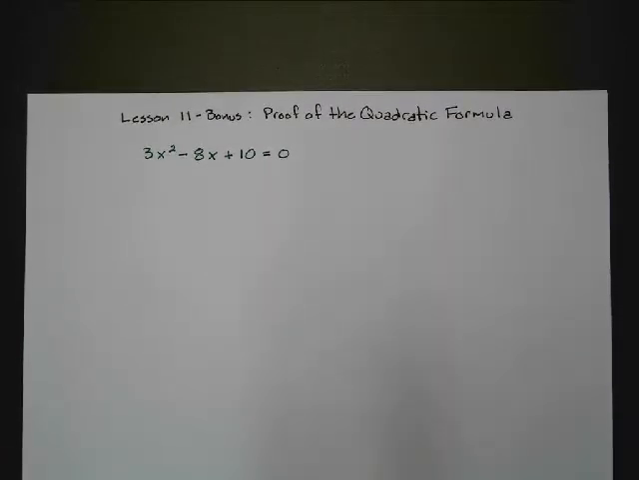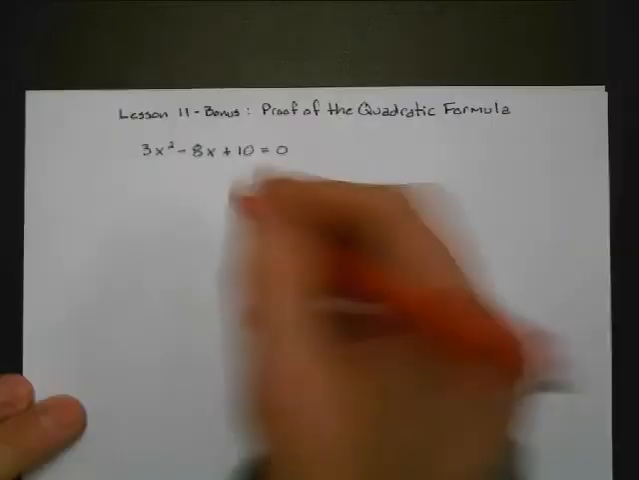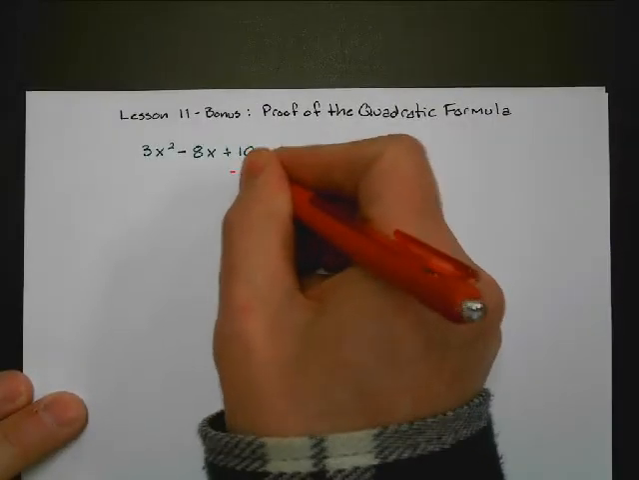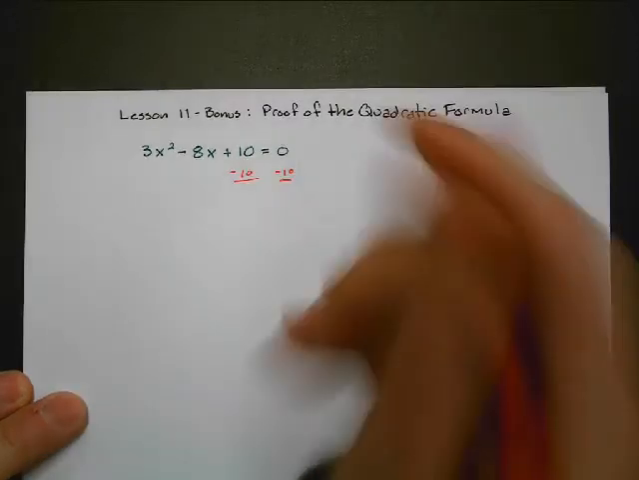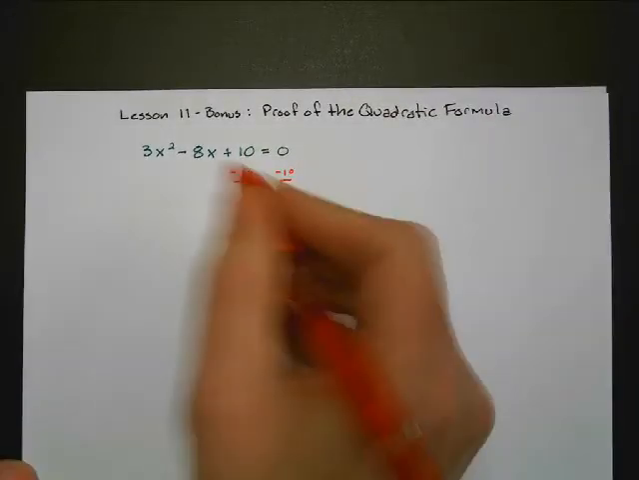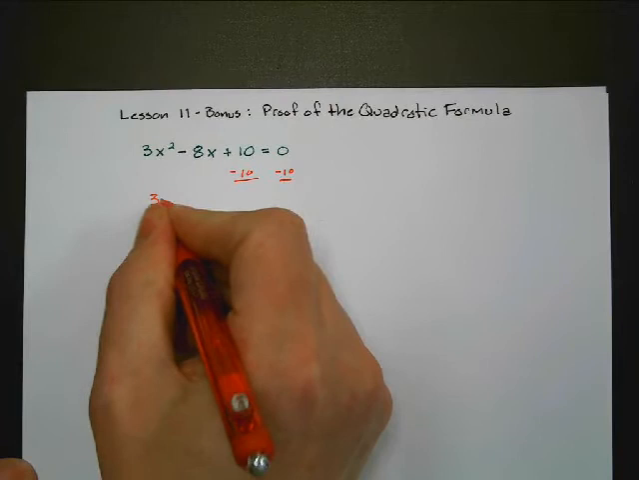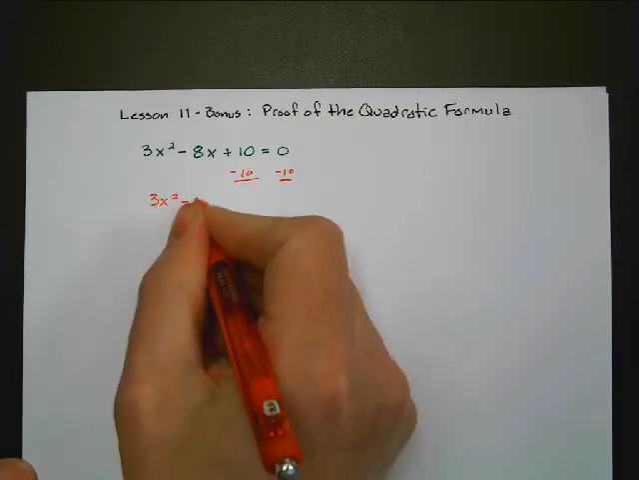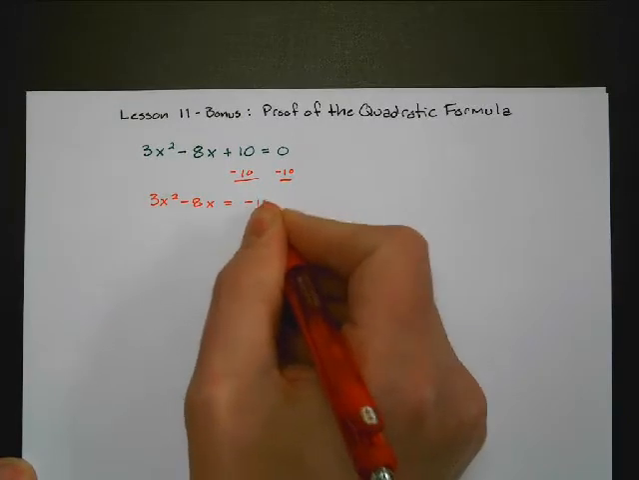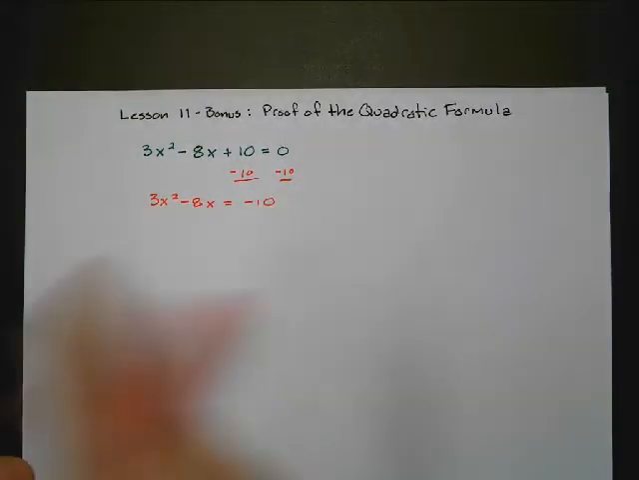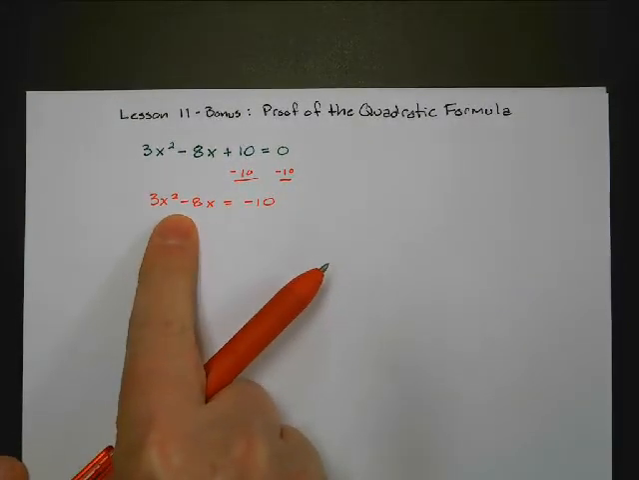I'm not going to completely solve this one. I'm just going to solve it to the point that you can see that you would not want to do this by yourself. Okay, so we would start by subtracting 10 from both sides. And we'd get 3x squared minus 8x equals negative 10.